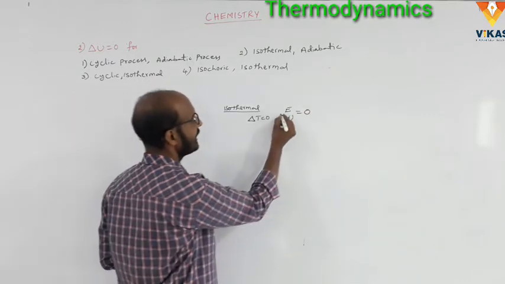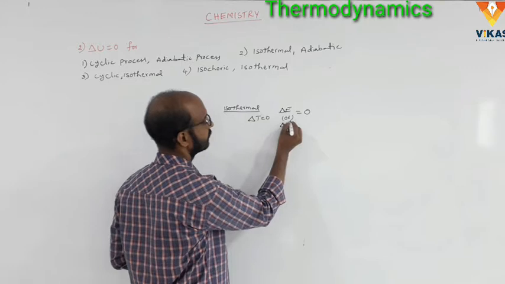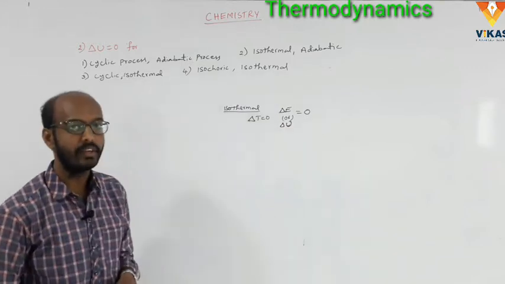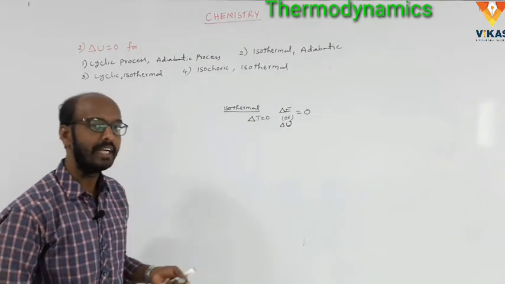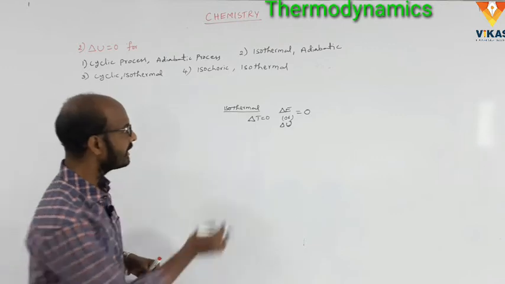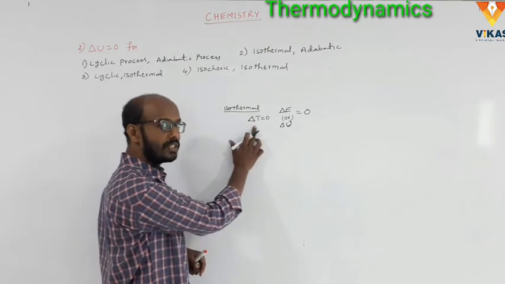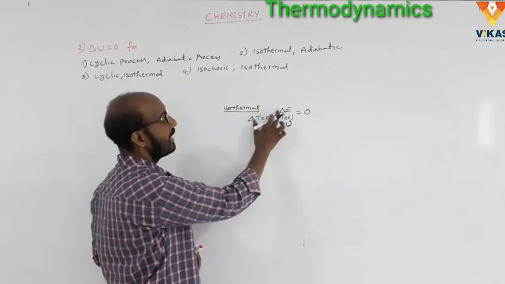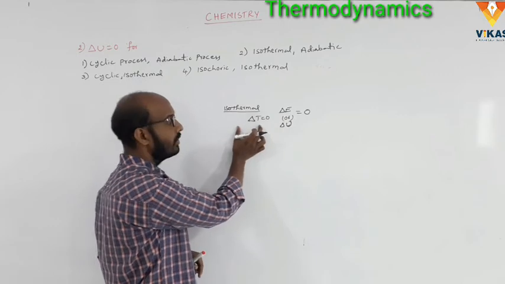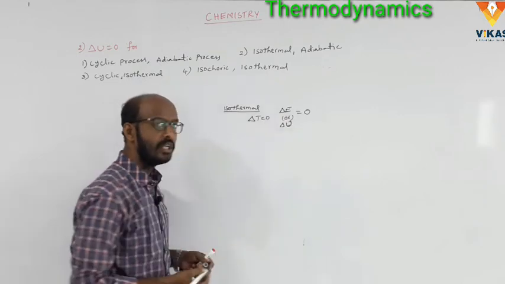We write delta E or delta U; internal energy is represented as E or U. In the isothermal process, delta T is equal to 0 and the temperature is constant. So, internal energy change is 0.